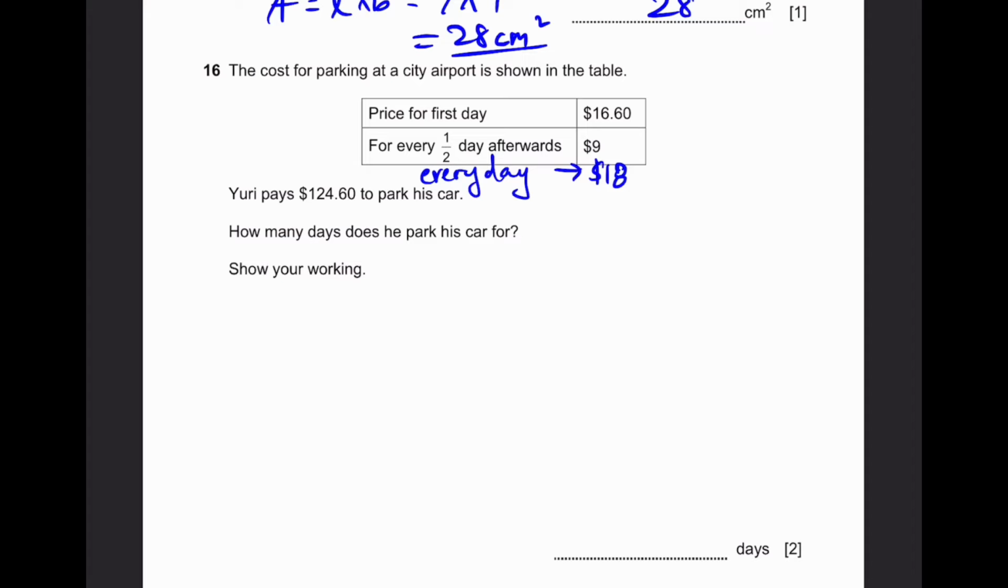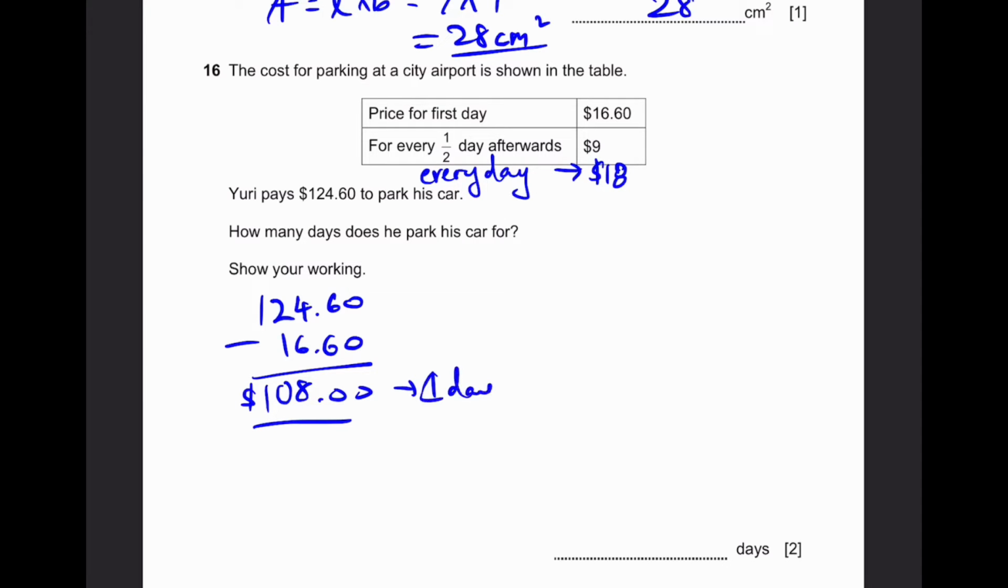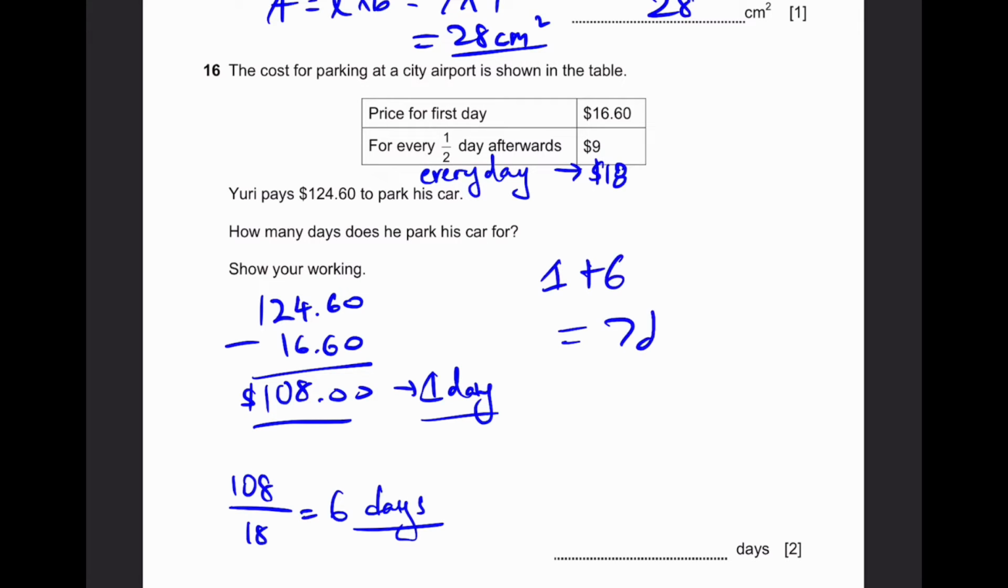Price for first day will be $16.60. So if we just subtract, we will get remaining as $108. So 1 day is gone already. So now every day afterwards is $18. 108 by 18 will be 6 days, right? So 1 day plus 6 days, 7 days is the total number of days that he's parked his car. That's the answer. Let's go to question 17.